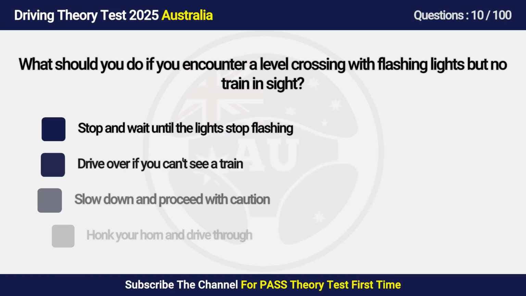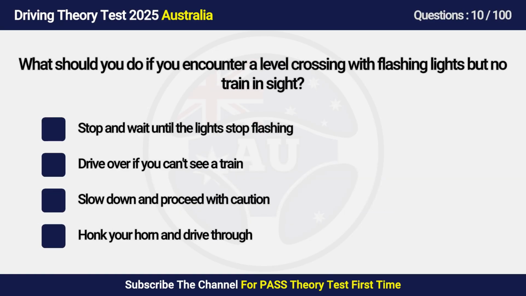Question 10. What should you do if you encounter a level crossing with flashing lights but no train in sight? A. Stop and wait until the lights stop flashing. B. Drive over if you can see a train. C. Slow down and proceed with caution. D. Honk your horn and drive through.